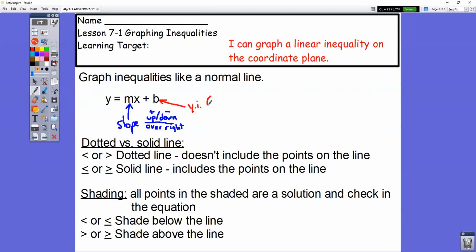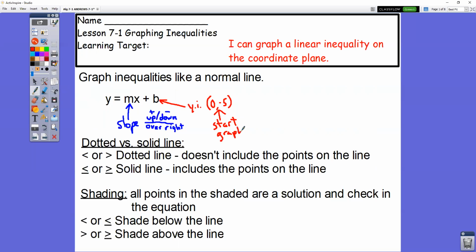y-intercept. Your y-intercept, remember, is always written 0, comma, whatever your plus or minus is. If this was a plus 5, we'd write a positive 5 here. If this was a minus 5, we'd write a negative 5 here. And that point is the point where you start your graph at.